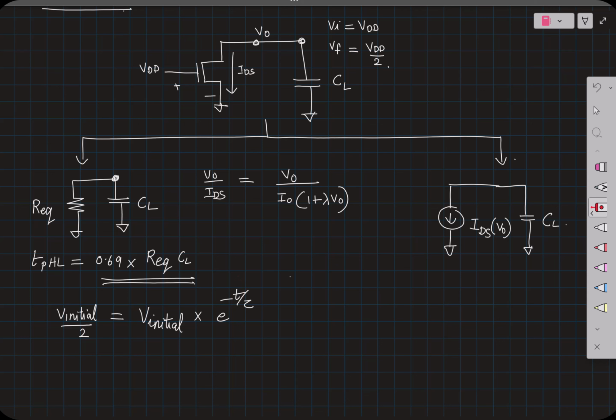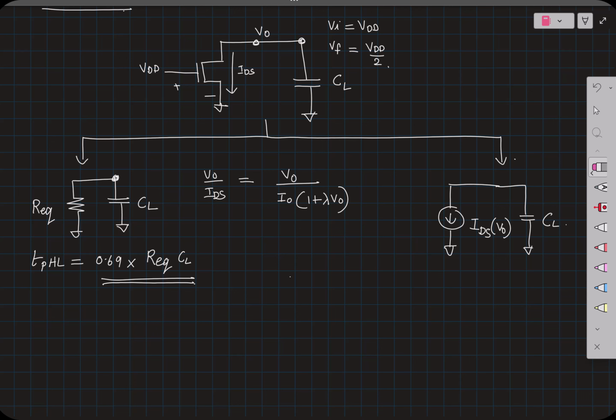So you can rearrange this and write an expression for t equal to, and that will turn out to be 0.69 into tau. So in our case, the time constant is R equivalent into CL. So the delay becomes 0.69 into R equivalent into CL. Okay. So I have shown you two methods here.